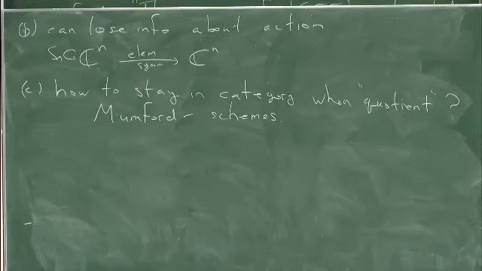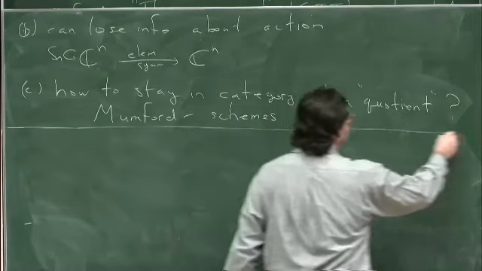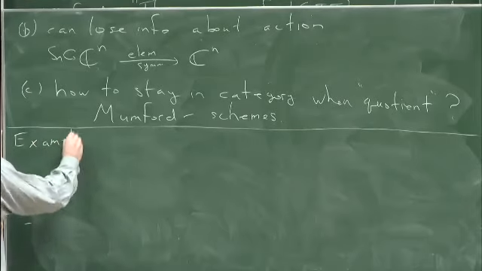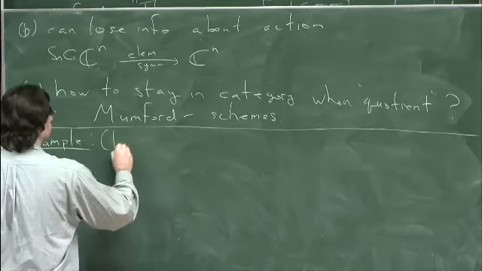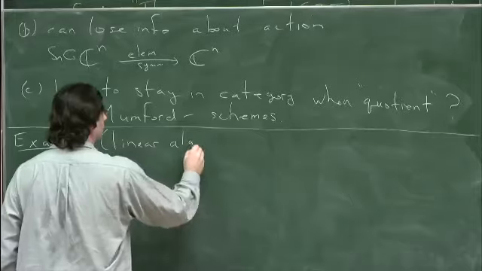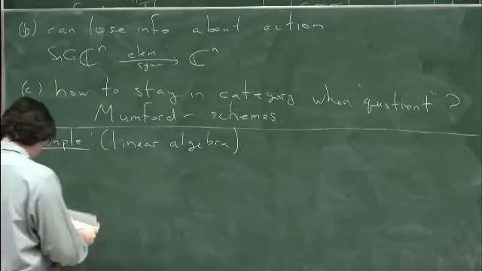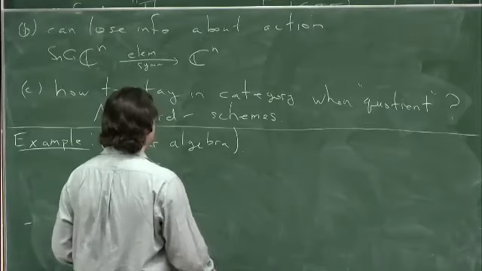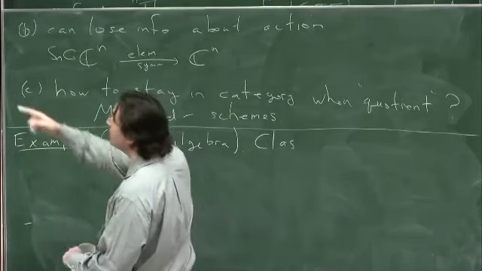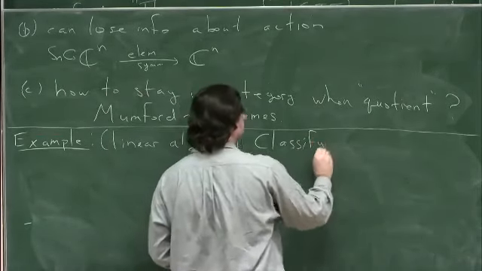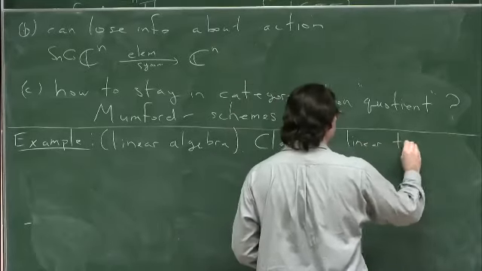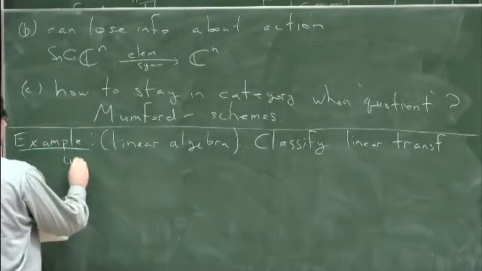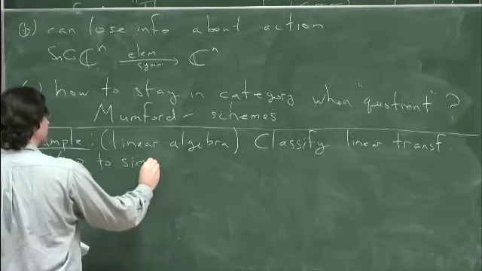All right. So what's an example where we begin to see some of these issues? Well, this is sort of the prototypical example of a moduli problem from linear algebra. So let's say we want to classify, so this is our classification problem, classify linear transformations. And that means up to similarity, right? So up to change of basis.